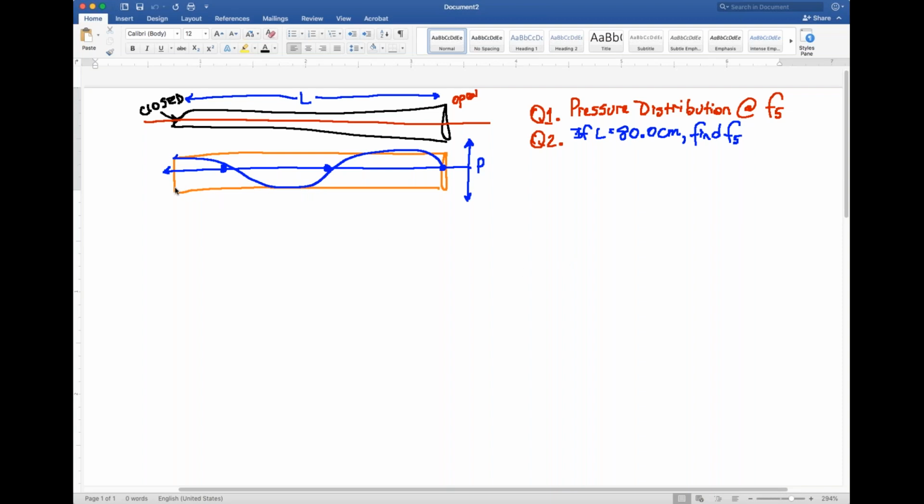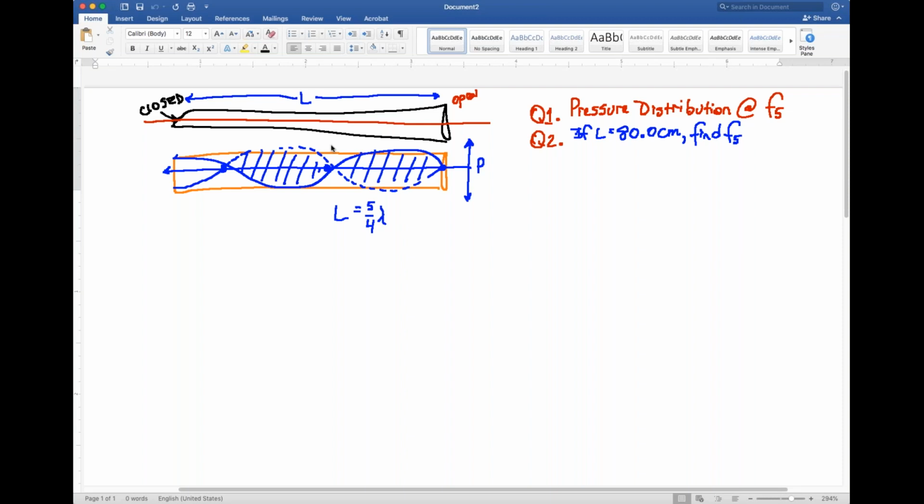Not my best work, but close enough. So at the fifth harmonic frequency, we should see that L is equal to 5/4 lambda. In other words, here's 1/2 of a wave. Here's another half of a wave. So the shaded region right there is one complete wave.